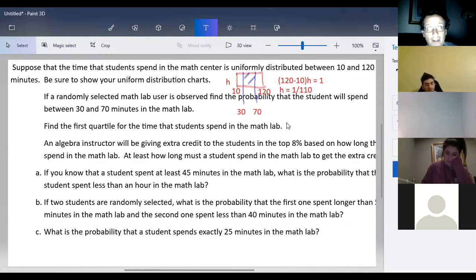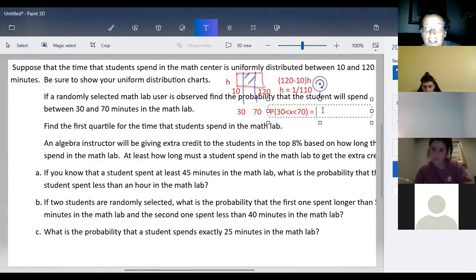So we're going to go area, which is the probability. So let's write this down in probability language. The probability that 30 is less than x is less than 70 is equal to the base times the height. And the base now is what, of the blue rectangle? 40. Yeah, 70 minus 30.